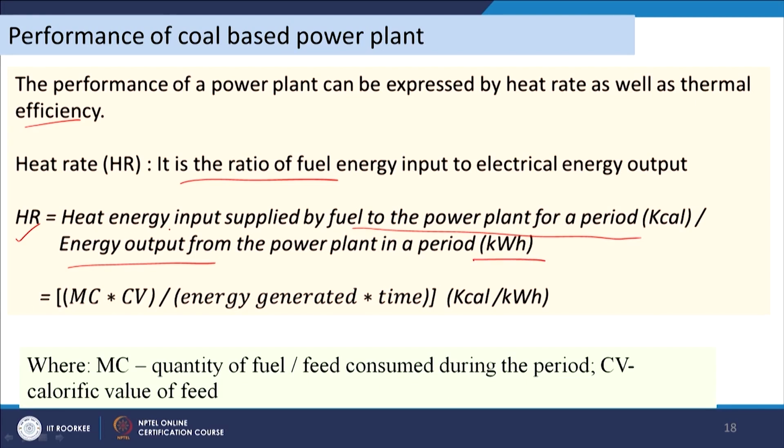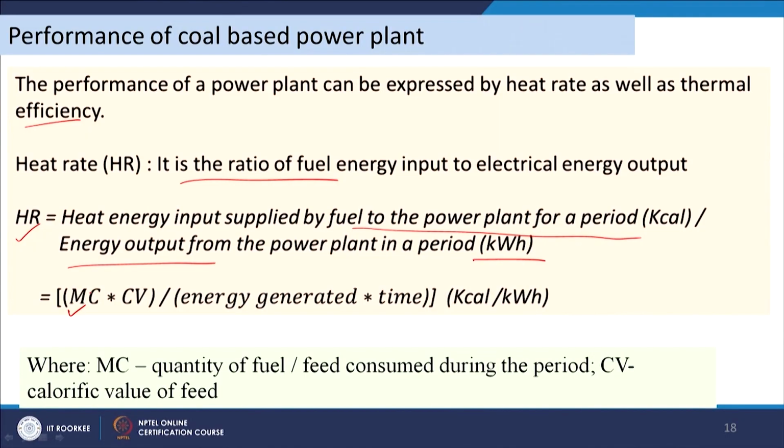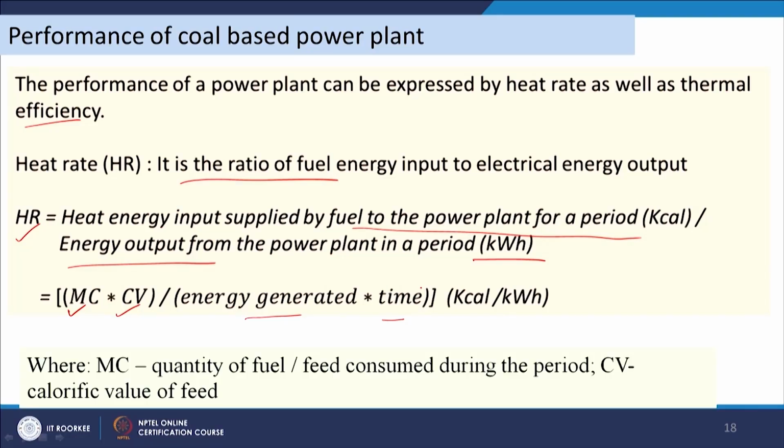So, what will be the heat energy input supplied by the fuel? How much fuel we have used during this time and what is the heating value of it. So, MC, how much fuel we have used, and CV, calorific value of it, that is the heat used. And then how much we are getting, that is energy generated into time, how much time the plant is running, and during this time how much energy is produced, that is kilowatt hour.